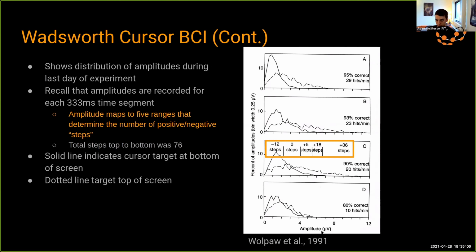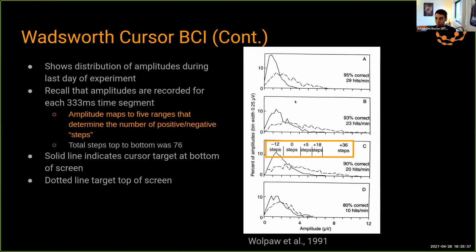So the x-axis here, you're looking at the amplitude. Again, this is just 9 hertz. So the amplitude at 9 hertz, so low to high. And the y-axis is the percent of all of those amplitude recordings for each 1/3 of a second time window. So really, this is a density plot of all of those recordings throughout the trials.